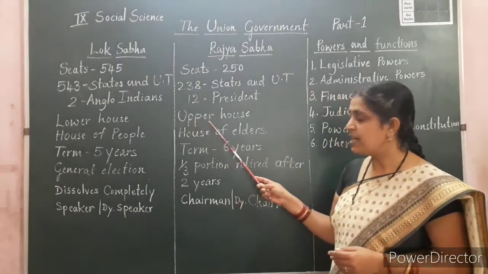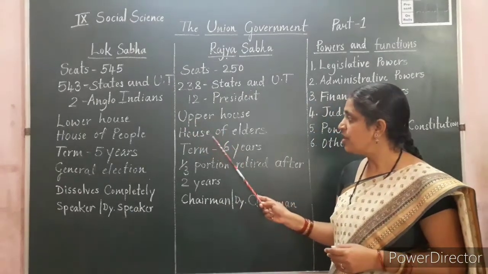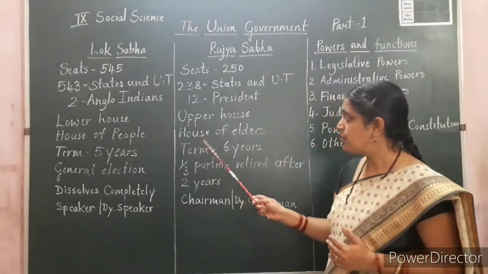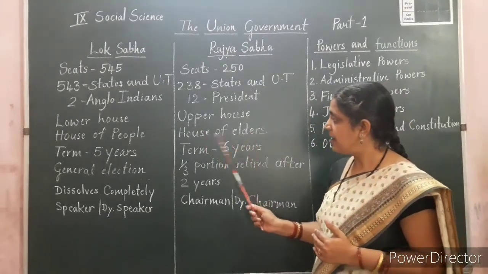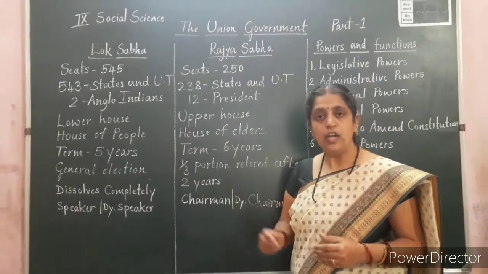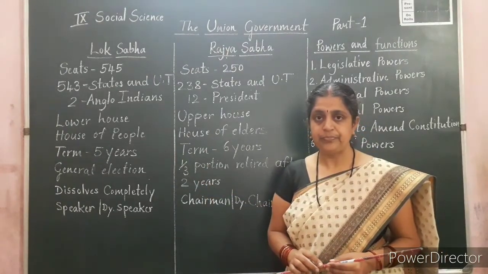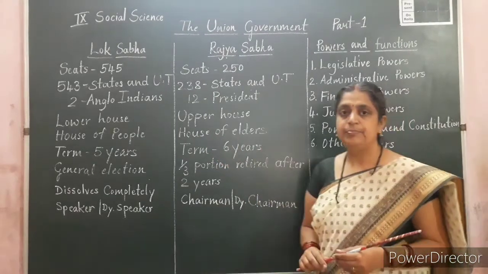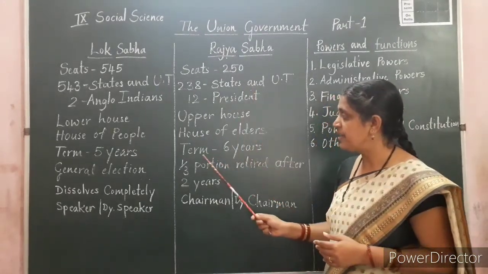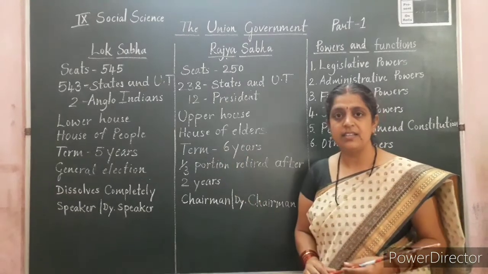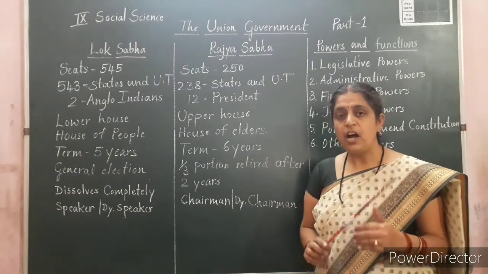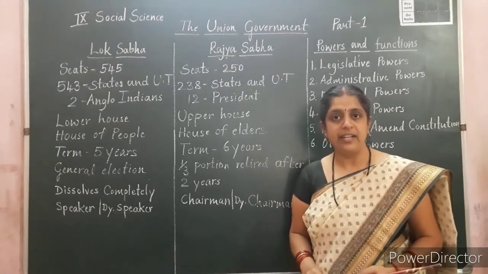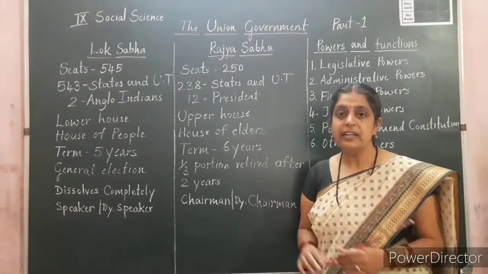It is also called the upper house and the house of elders, because they are senior members compared to the Lok Sabha members. These Rajya Sabha members are elected for a term of 6 years. So how does this house get dissolved? This house never gets dissolved completely. Part by part it gets dissolved.